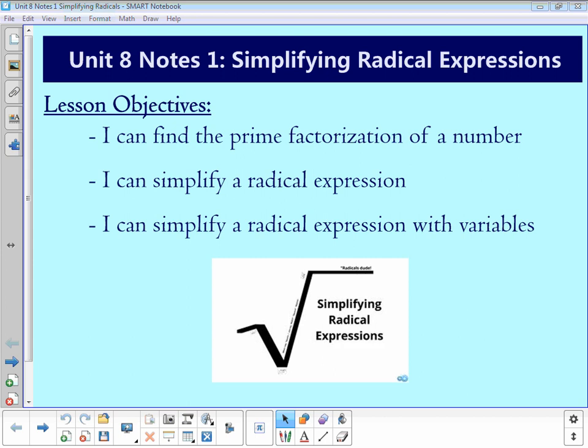I am going to be recording your Unit 8 Notes 1. This is our first video for Unit 8. We're talking about simplifying radical expressions.